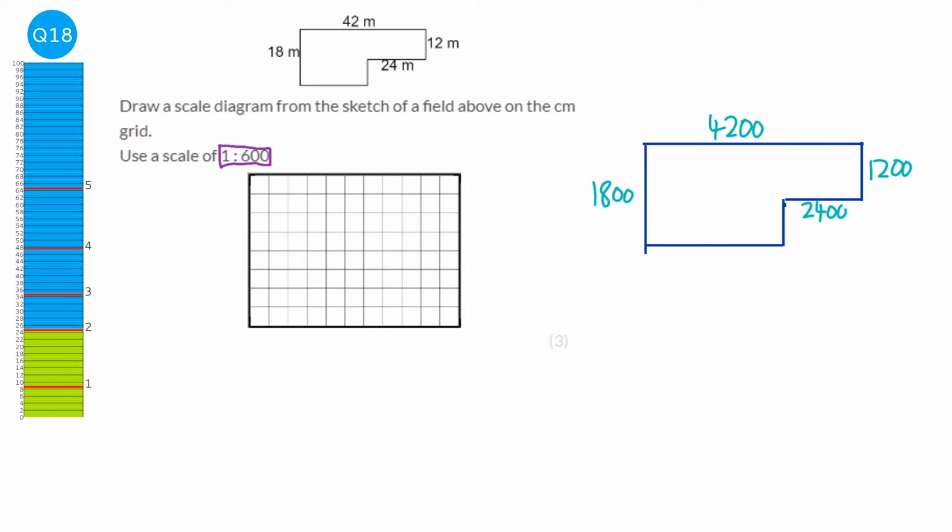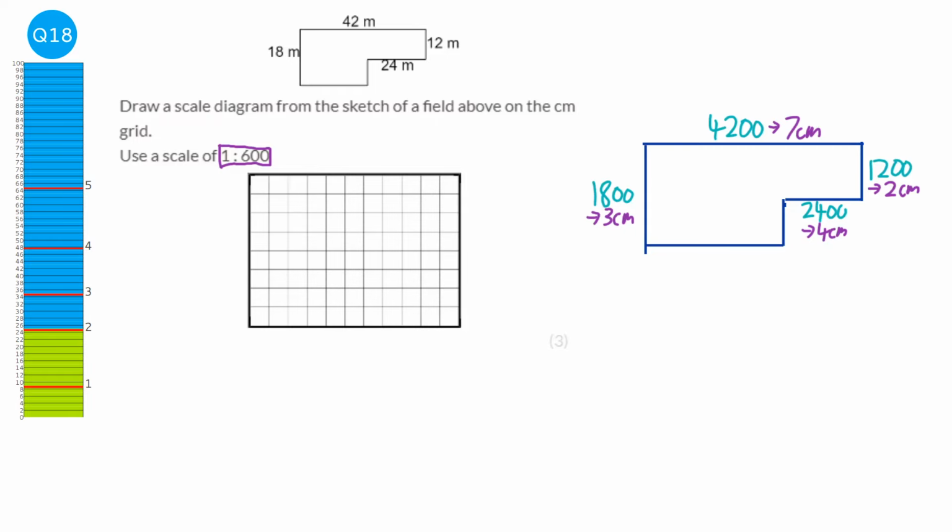So I've converted them all into centimetres, and now I need to work out how many centimetres there are going to be on our diagram. I'm going to start with the 4,200, and all you need to do is divide it by 600, and I get the answer of 7. So it's going to be 7 centimetres on our diagram. 1,200 divided by 600 is 2, so that's going to be 2 centimetres on our diagram. 2,400 is obviously going to be 4 centimetres. And 1,800, divide that by the 600, it's obviously going to be 3, so it's going to be 3 centimetres. So now we know what it's going to be on our diagram.